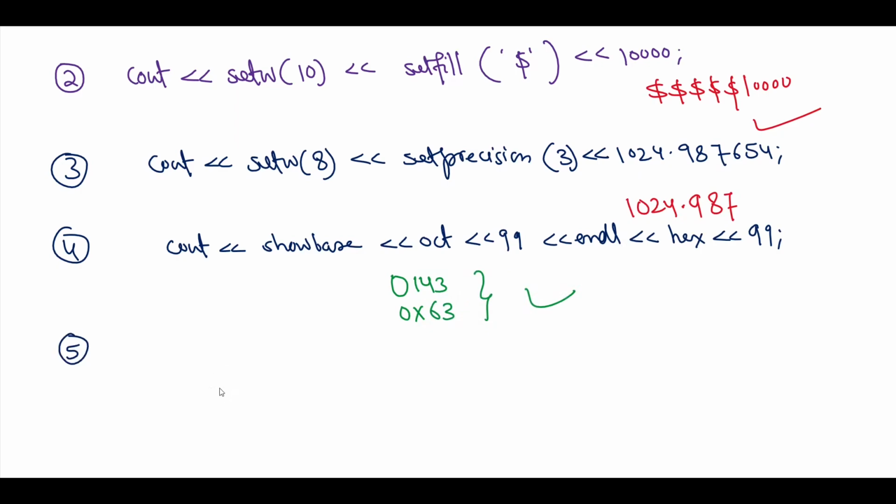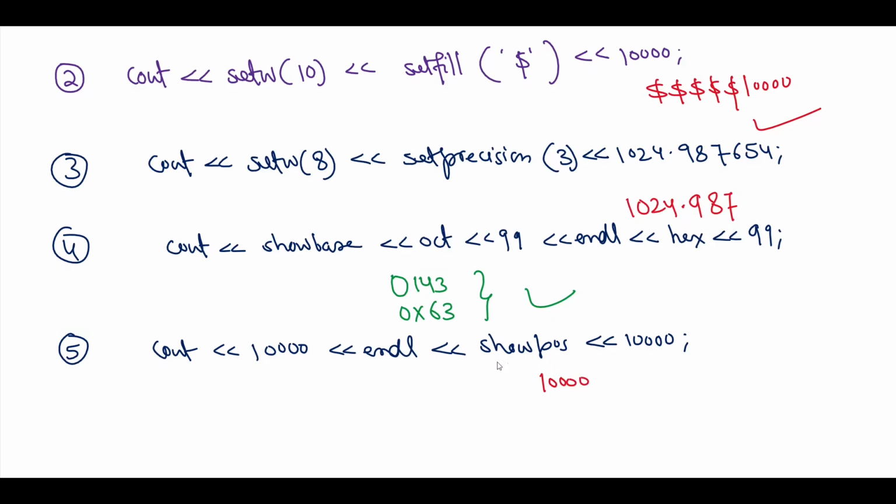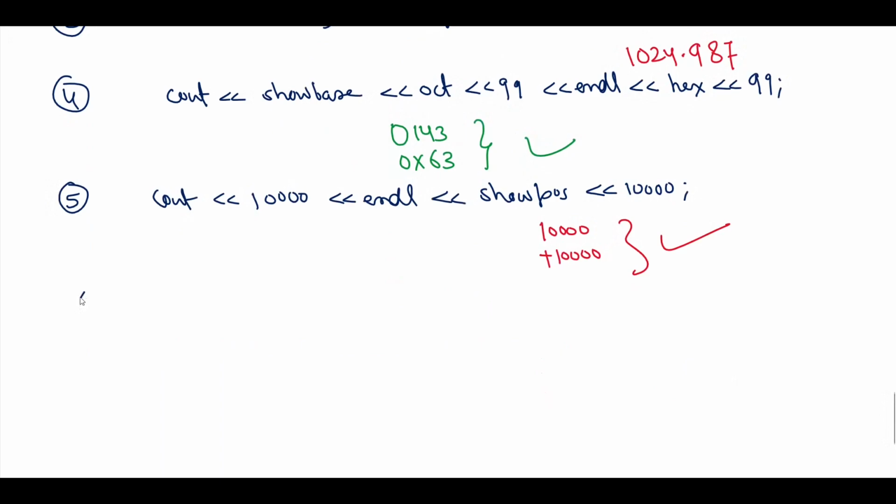Coming to fifth question, we have cout, then a value of 10,000, endl, then showpos, which means show positive, and then 10,000 again. Can you guess the answer for this? When we are printing a plain 10,000, it should be 10,000, and when we are writing showpos, that means we have to show the sign of positive and 10,000. Clear?